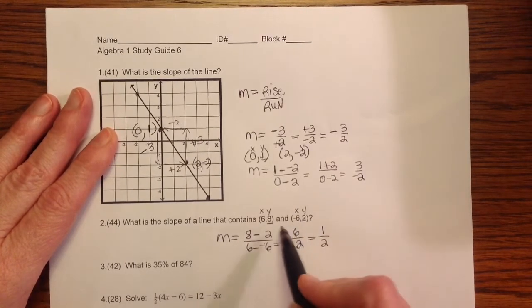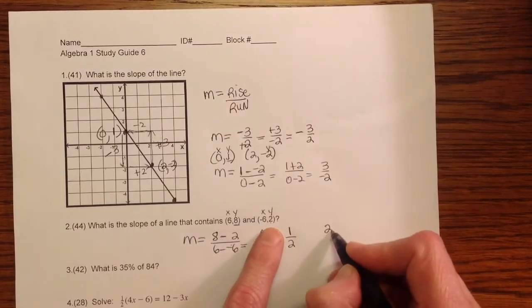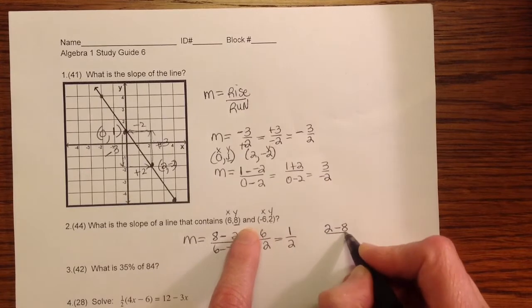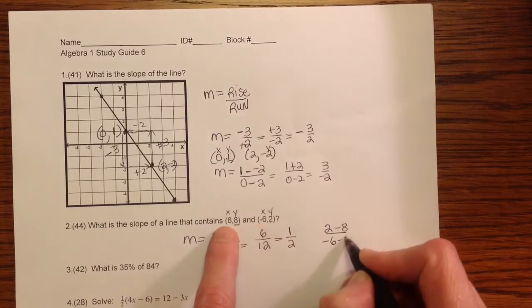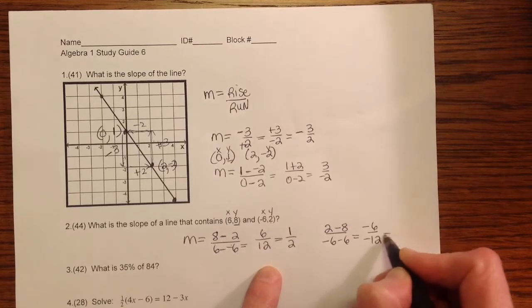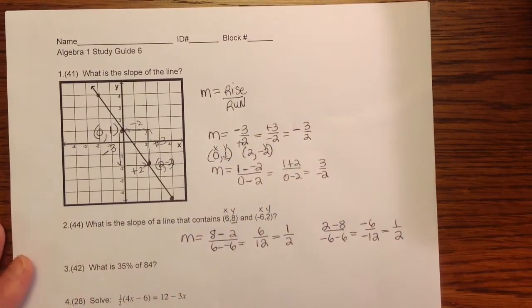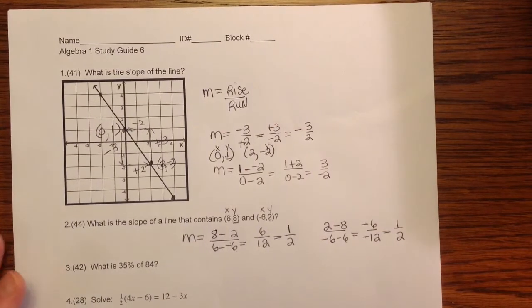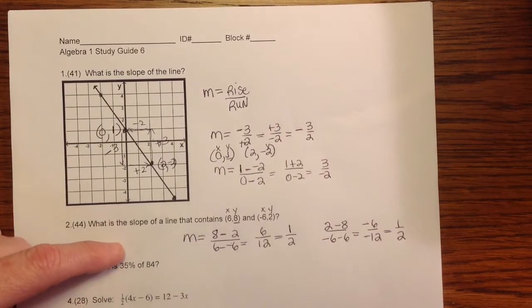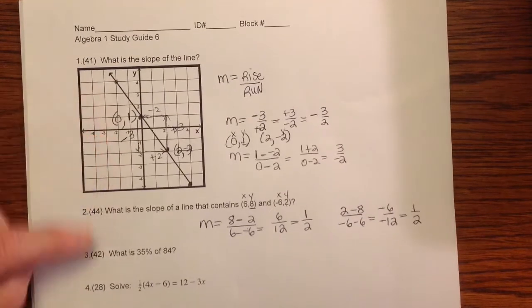Now, what if I had started with the 2? So I would have had 2 minus 8 over negative 6 minus 6, which is negative 6 over negative 12, which again, a negative over a negative is positive 1/2. So it doesn't matter which one you start with. You could plot them and count the blocks, but we really want to go to the formula, especially when the numbers start getting fractions or decimals or really big. We don't always want to plot those.